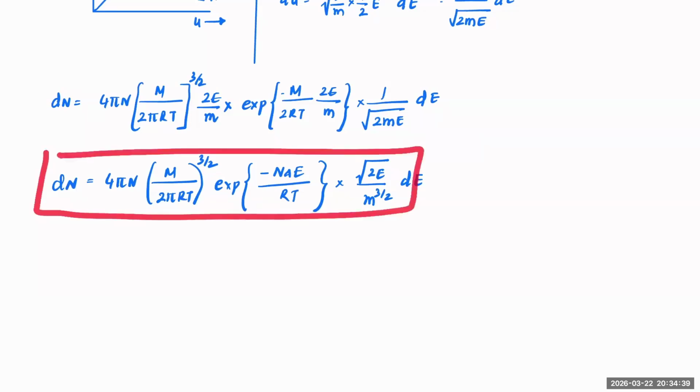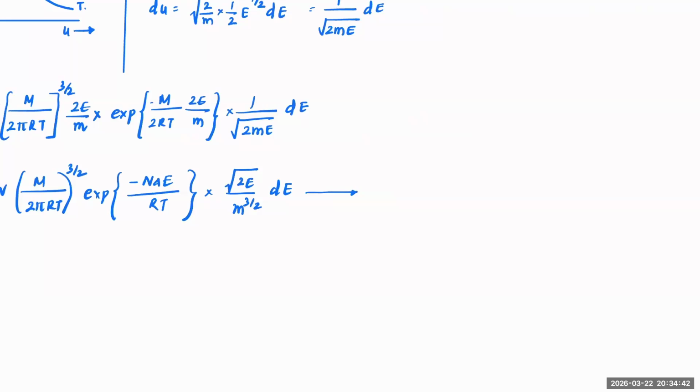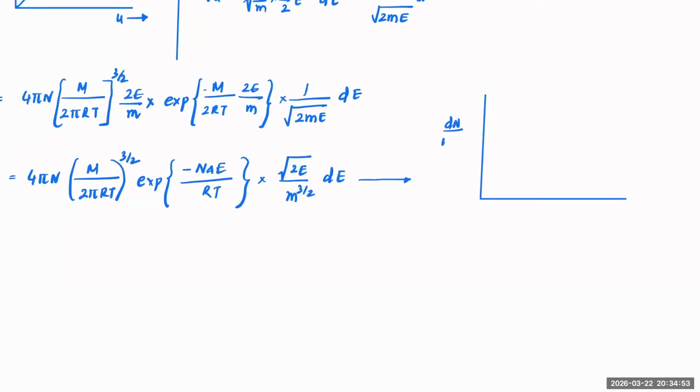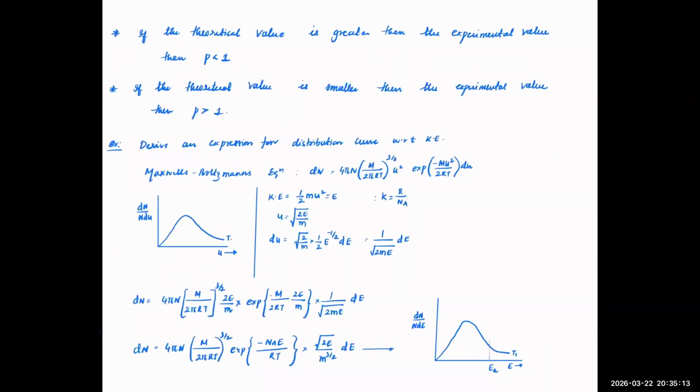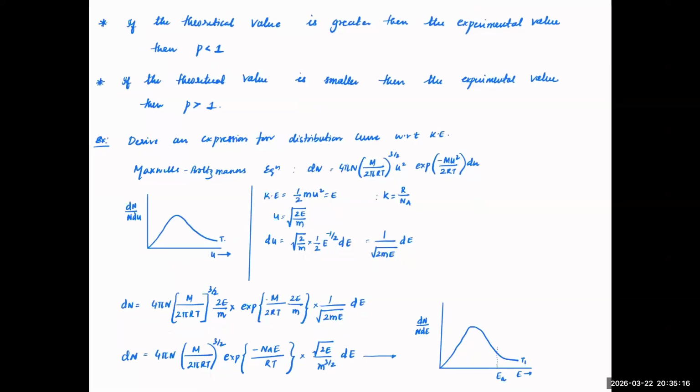And the same thing when you plot it, this is the same thing which I plotted earlier. So dN by n dE versus E. If you plot that, the graph will again be almost similar to this. This is a temperature T1, and somewhere at this point, you will have activation energy. Clear, everybody? Please go through it once quickly. Check it out. And I hope you understood how we derived that.